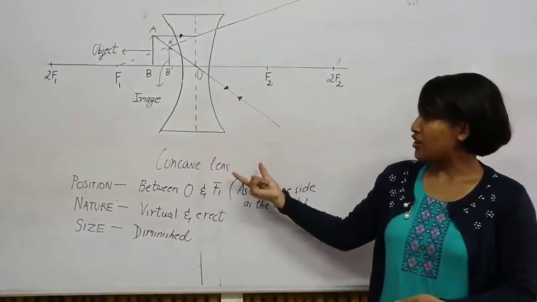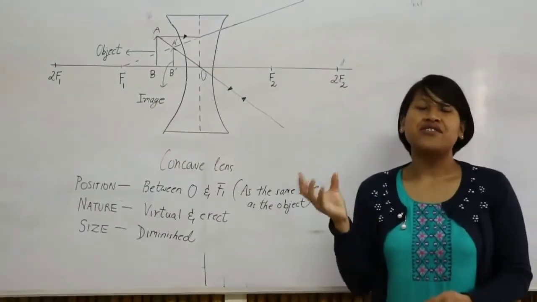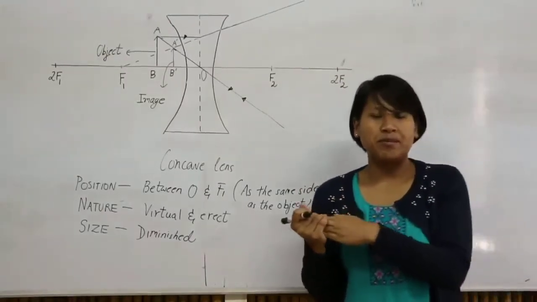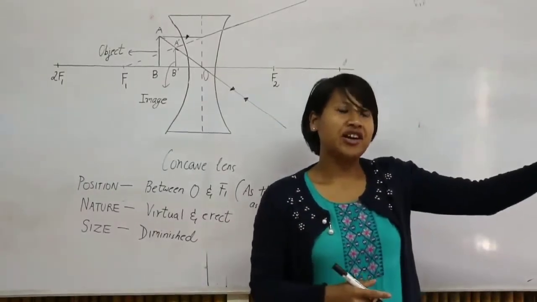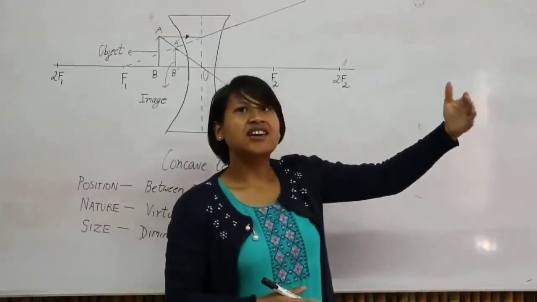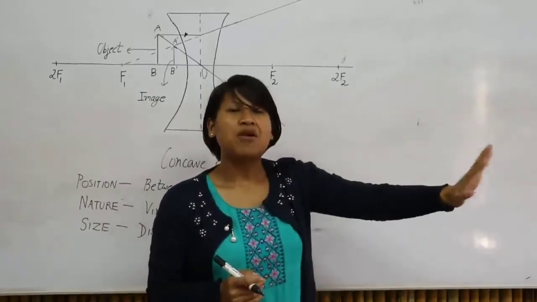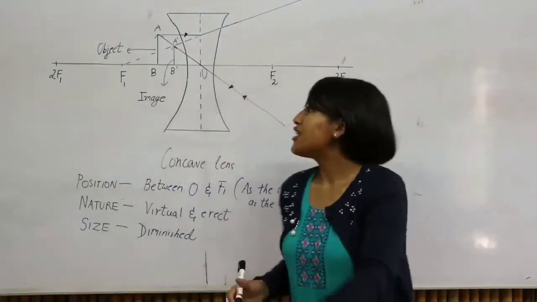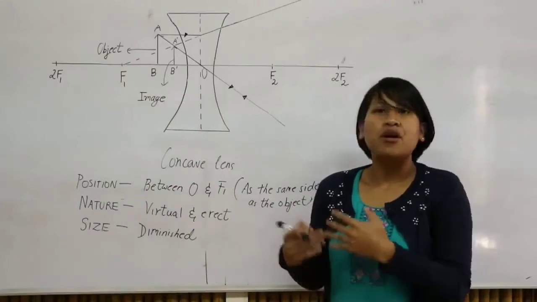Now, this concave lens is also used for correcting those people who are suffering from myopia. What happens to people suffering from myopia is that the far off distance is very near. For a normal person, it is at infinity, but for a myopic person, it will be up to a certain distance. So that's why they use this concave lens to correct myopia.